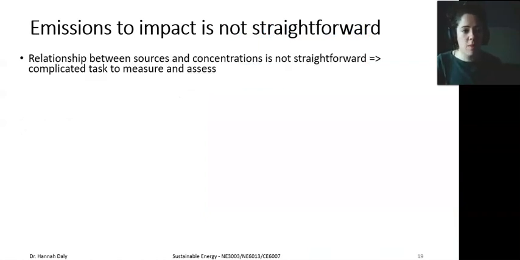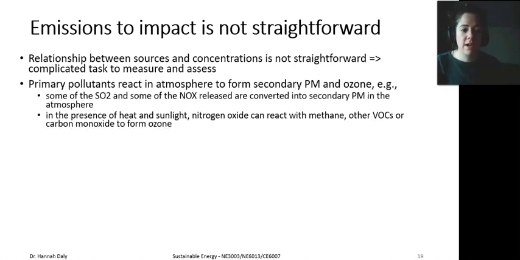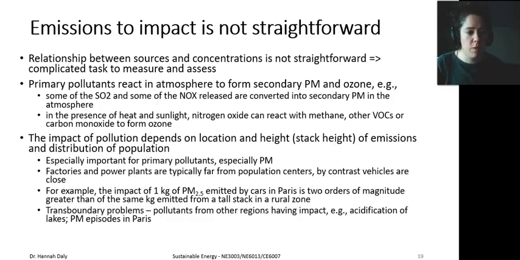Here we talk a little bit more about the emissions to impact chain. The relationship between the sources and the concentrations is not straightforward. It's a complicated task to measure and assess. Primary pollutants react in the atmosphere to create secondary PM and ozone. For example, some of the sulfur dioxide and some of the NOx released are converted into secondary PM in the atmosphere. And when there's heat and light, nitrogen oxide can react with methane and other VOCs or carbon monoxide to form ozone, which is another form of pollutant.